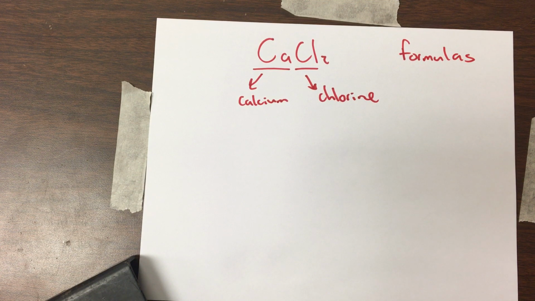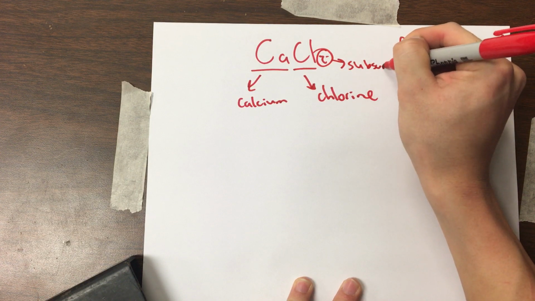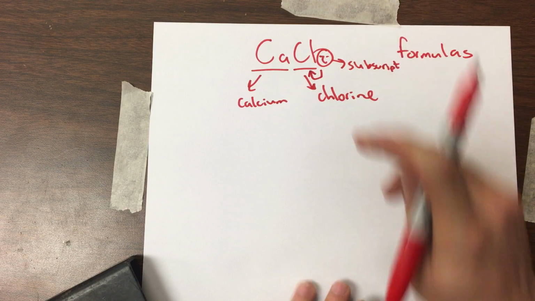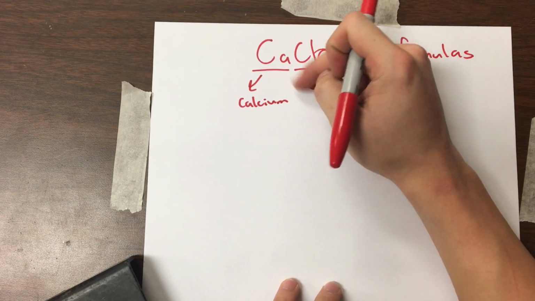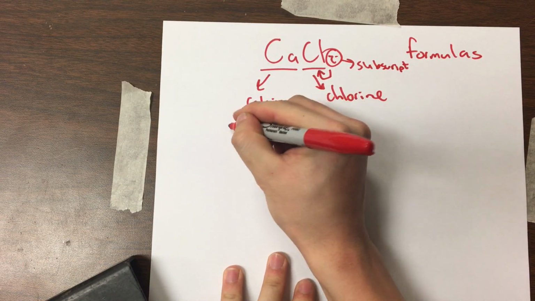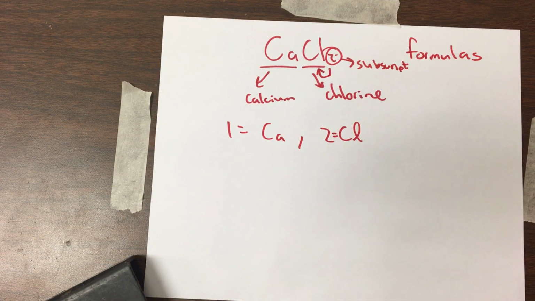So one thing I want to note is that this subscript, this is a 2. It's a subscript. It tells you how many of just the one before it there are. So it tells you there are 2 chlorines. It is not saying there are 2 calciums. There are just 2 chlorines, okay? I want to emphasize that. If there's no number, you can just assume there's one of them. So here we have 1 Ca, and we have 2 Cls, just like that, 2 Cls.